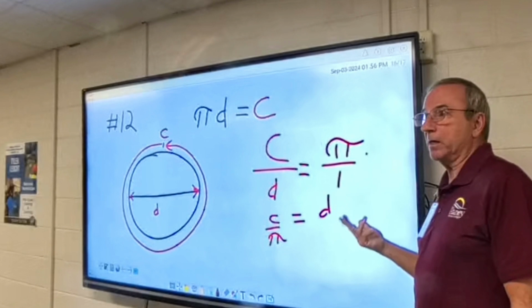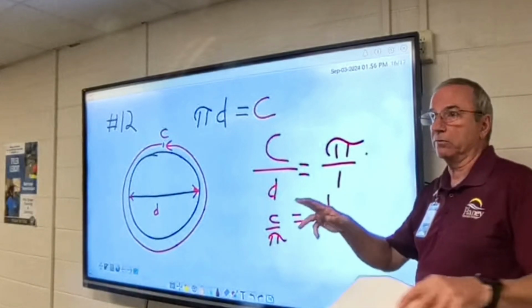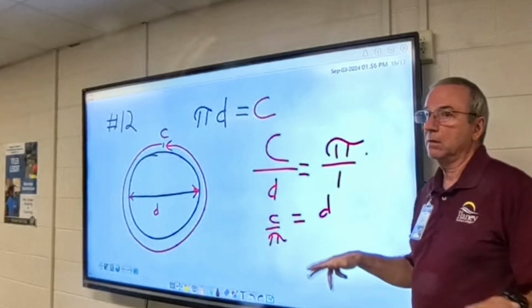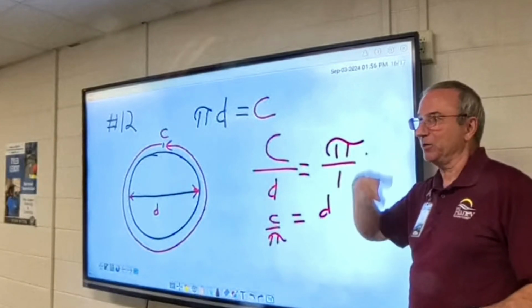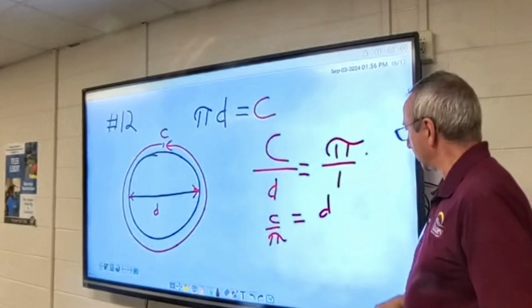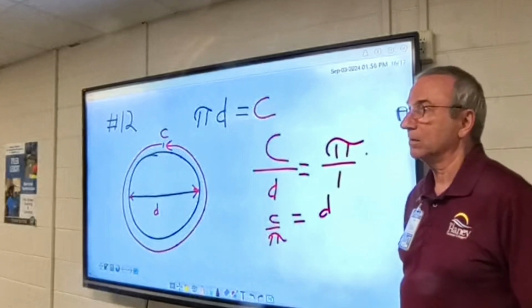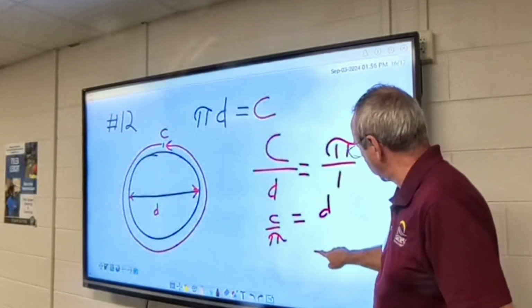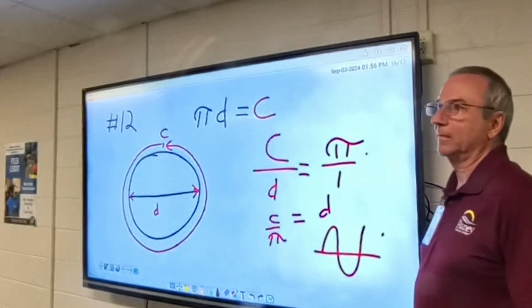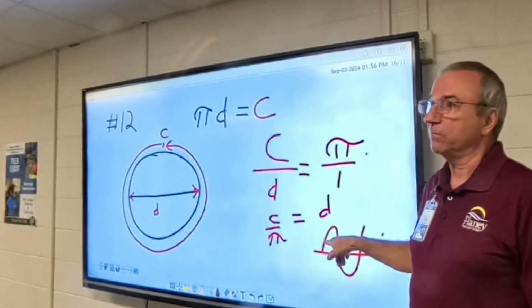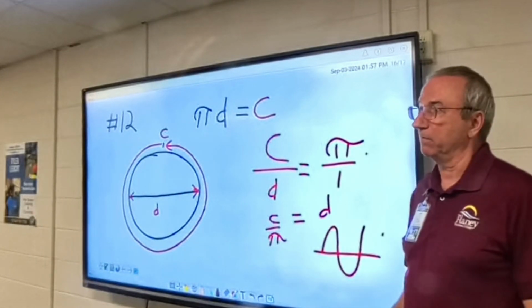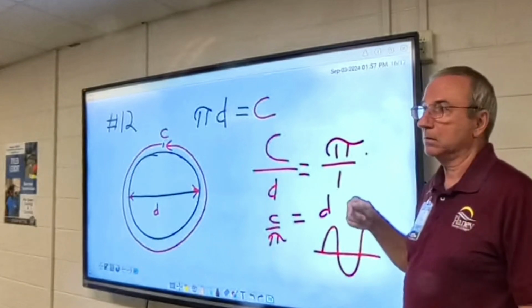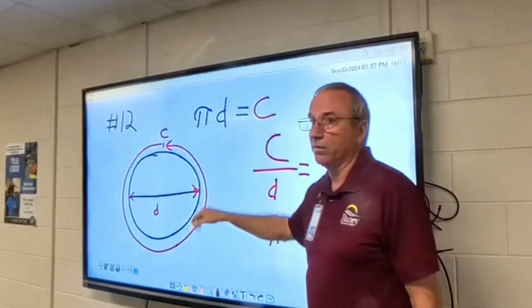Why are we worried about that? Are you going to be working in circular rooms or anything? Anything cyclic is going to use pi. Anything that has a repeating cycle, like AC electricity, a sine wave. There are all kinds of formulas for figuring out electrical quantities that involve pi. Okay. So it's important to know that.